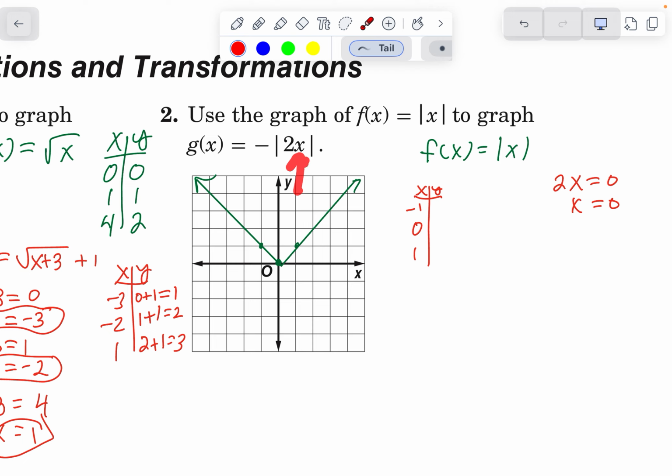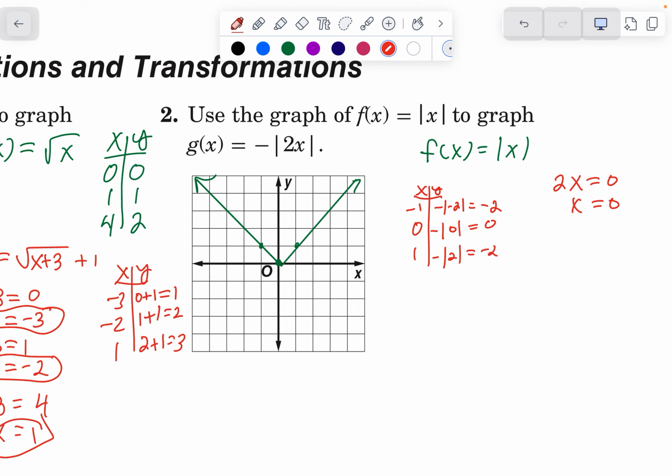If you plug negative 1 in, you get the negative absolute value of negative 2. The absolute value of negative 2 is positive 2, but there was a negative on the outside. That negative on the outside is not going to change, and so that's why we get negative 2. If you plug in 0, you get the negative absolute value of 0, which is 0. If you plug in 1, you get the negative absolute value of 2, which is negative 2.